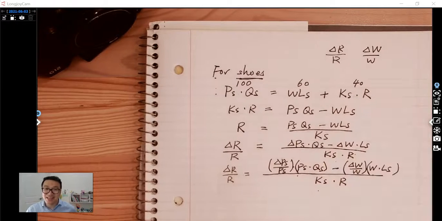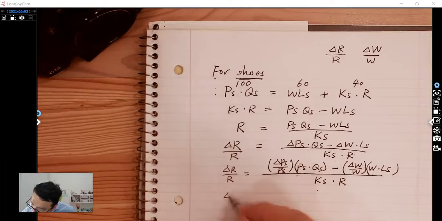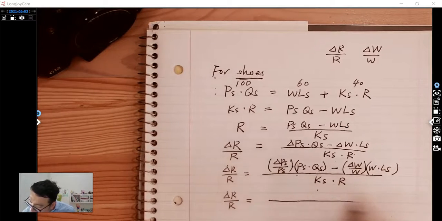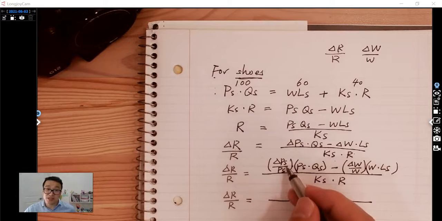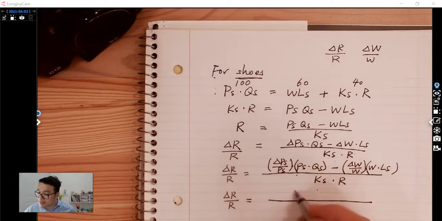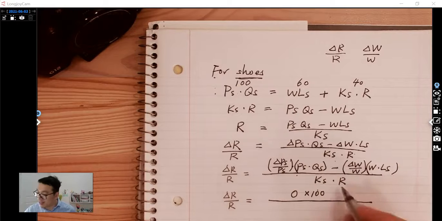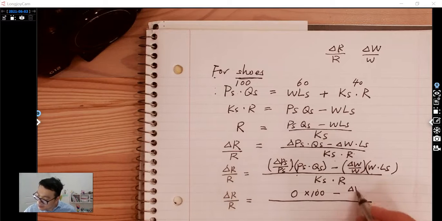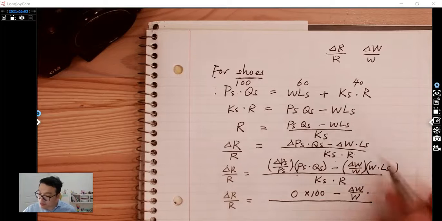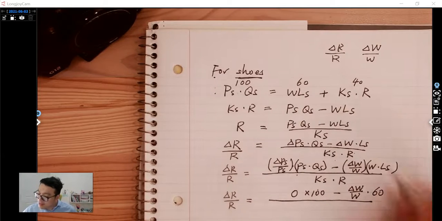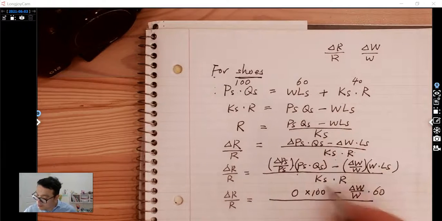It's given. So in this case, we got WR divided by R equals the denominator part, the percentage change in price of shoes. You know what? That equals 0. And it does not matter how much is PS or QS, PS times QS, because 0 times anything is 0. Minus, we are looking for delta W over W times W times LS, which is 60 in this case. And then divide by KS times R, which is 40.